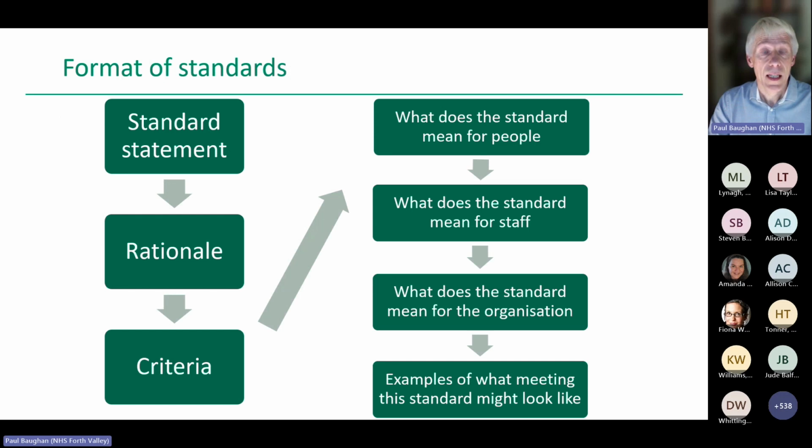Each standard has a similar format. It starts with an overarching standard statement, and it's then followed by a rationale explaining why the standard is important, a list of criteria describing what is needed to meet that particular standard, and then a series of statements about what the standard might mean if you're a person living with frailty, a member of staff, an organisation providing care, and then finally with some practical examples of what meeting the standard looks like in practice. So, for the remaining part of this webinar, we're going to focus on some of the detail within a selection of the standards to give you an idea of what is new and what has changed.